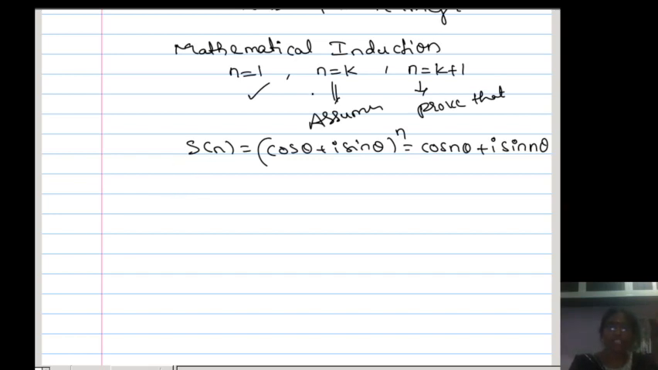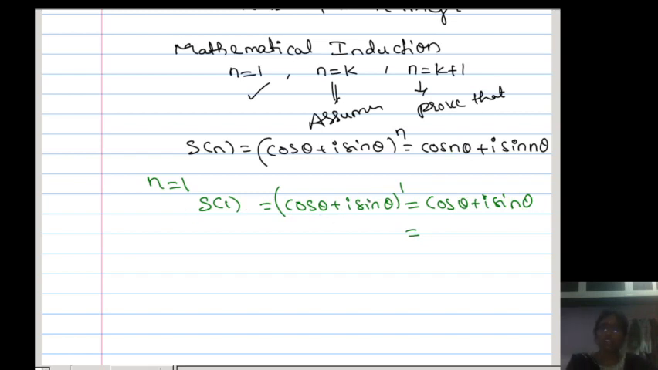What are they? First put n equal to 1. Let us say n equal to 1 by using the mathematical induction concept, meaning S of 1. What is LHS? (cos theta plus i sin theta) whole power 1 can be written as cos theta plus i sin theta. What about RHS? n equal to 1, if you substitute, cos theta plus i sin theta. So LHS is equal to RHS.